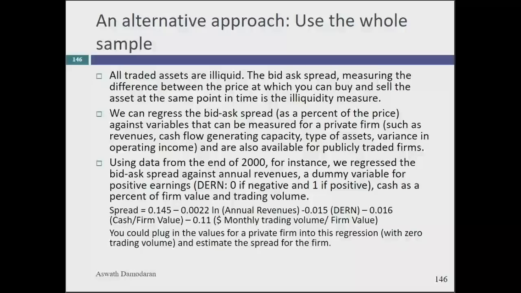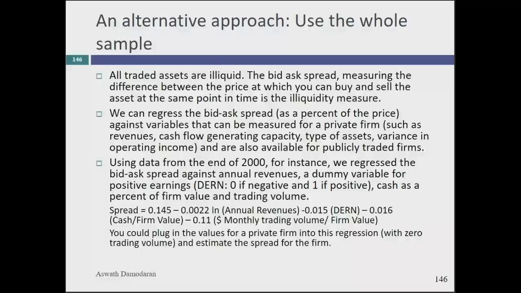And then I threw in variables that I hoped would explain the difference. So I threw in how much the company had as revenues. Hypothesis would be large companies, maybe the spread is smaller than small companies. I threw in whether it was making money or losing money. Looks like the Silber regression, right, but applied to spreads. I also threw in how much cash the company had, because if you have a lot of cash, why would I want to even attach a discount? Because I can just take the cash. And finally, I threw in the trading volume, assuming the more I can trade, the smaller the spread. And those coefficients were all statistically significant. I have a regression now for the bid-ask spreads for publicly traded companies.